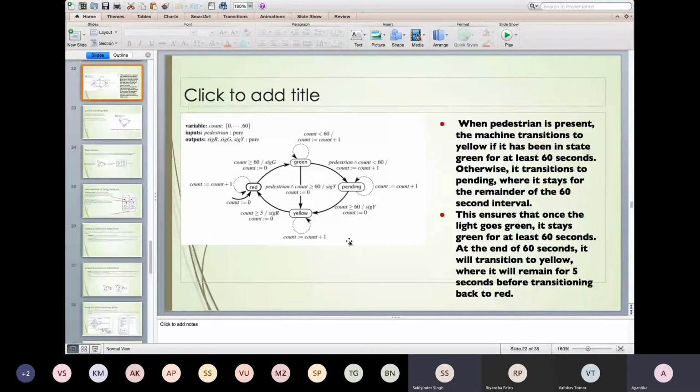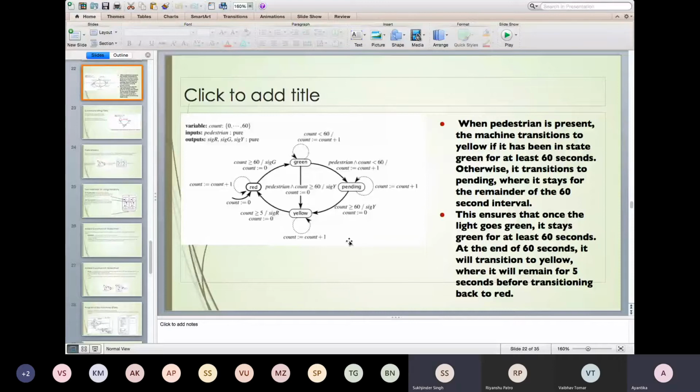Yes, ma'am. That is a separate thing: they have followed the specification and shown what will happen if I go line by line with my specification. And they have considered one extra state, that is pending.